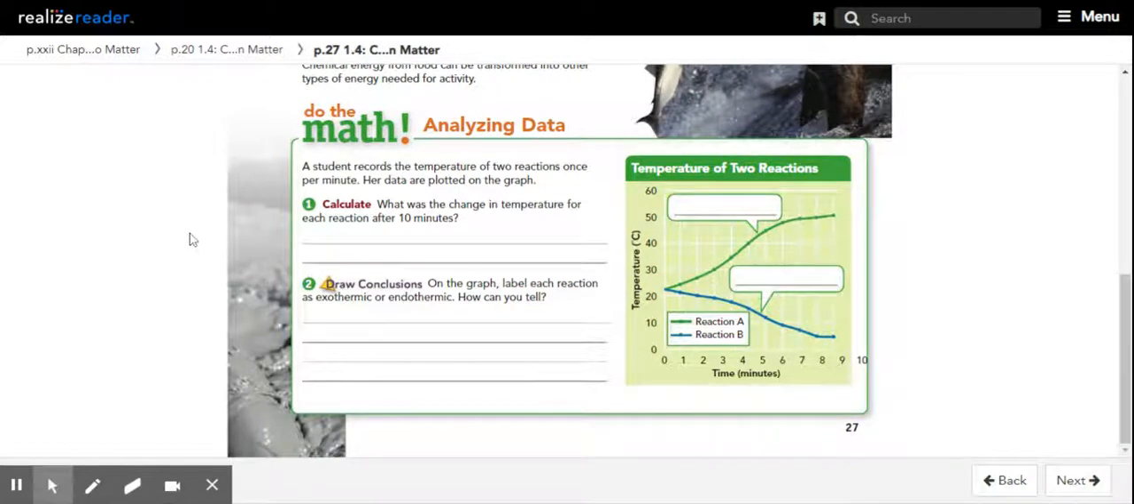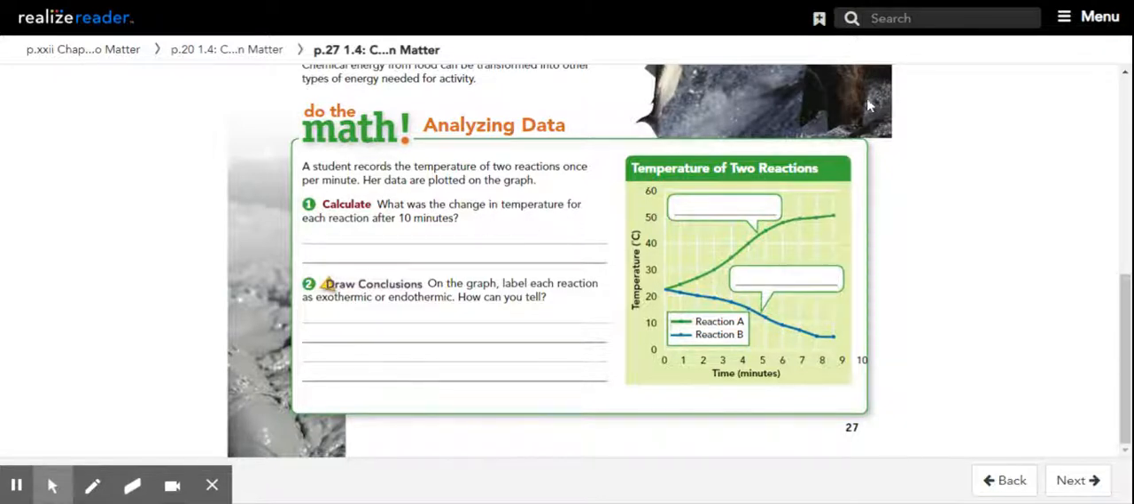So down at the bottom here, you have an analyzing data part. A student records the temperature of 2 reactions once per minute. Her data are plotted on the graph. Calculate what was the change in temperature for each reaction after 10 minutes. On the graph, label each reaction as exothermic or endothermic, and how can you tell? So you're labeling here, and then you're calculating her data.